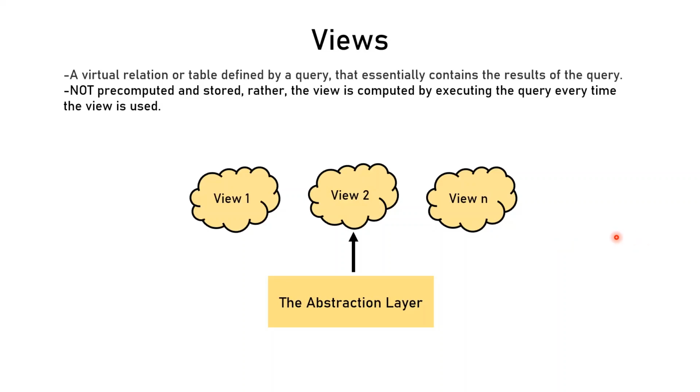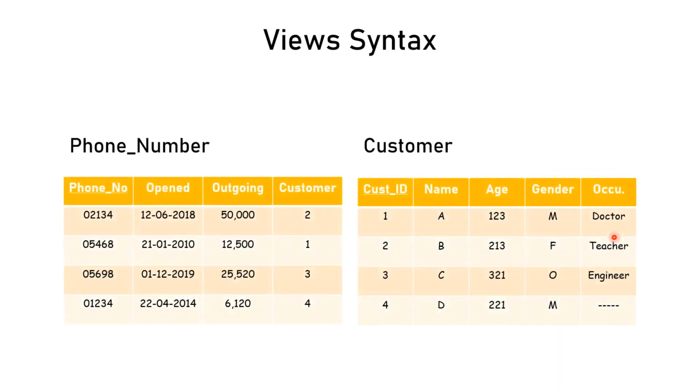Now, let's take a look at how these views work. So we have taken the two tables that we have used previously, and we will be using them to generate our views. Now, imagine that we want to create a view that has the name, gender, occupation, phone number, and the opening date of a customer. So we need 5 attributes that are present in these two tables. All right, so let's see how we can do this.